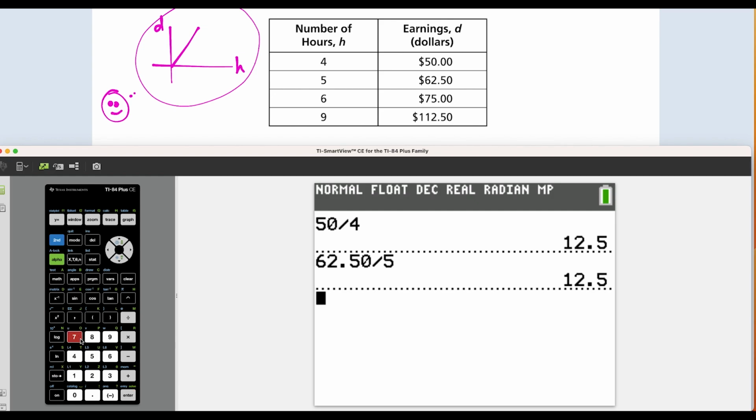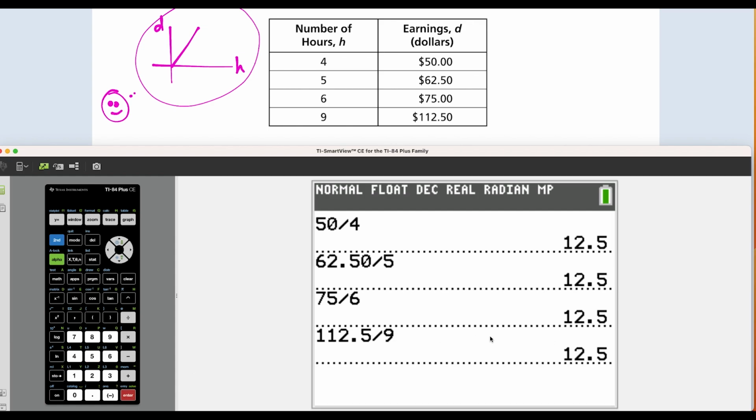But we can't get lazy here. We're going to have to check all throughout because maybe the last value is sneaky. But if we do 75 over 6, we're still getting 12.5. And now for the last value, we have 112.50. So for that, we're going to just type that in, and we're going to divide it by 9 for the 9 hours worked. And we also get 12.5.